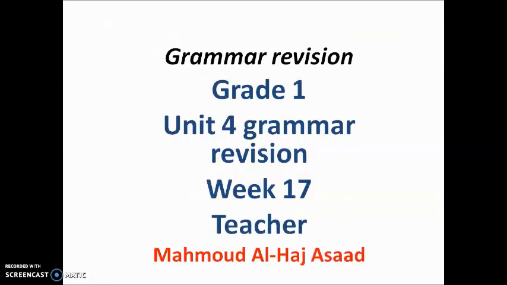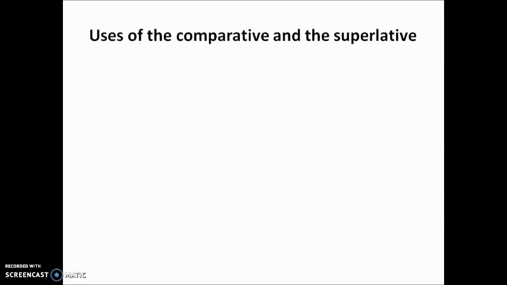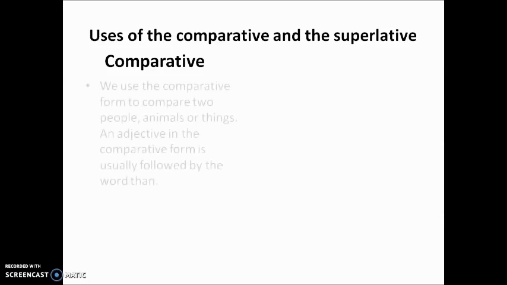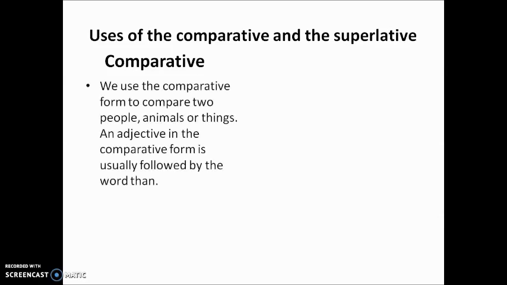Today's lesson is revising the comparative and the superlative. First, we want to learn the uses of the comparative. We use the comparative form to compare two people, animals, or things. An adjective in the comparative form is usually followed by the word than. An example: Ali is faster than Ahmad.